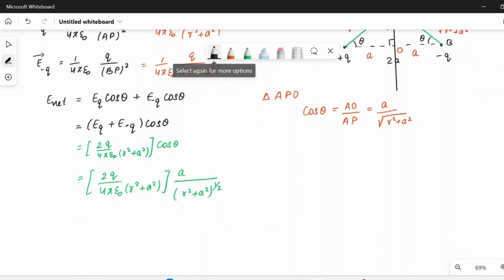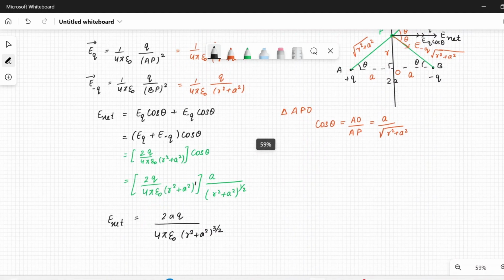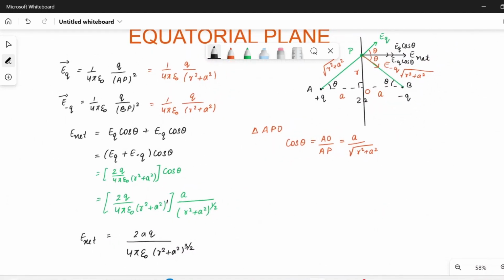So you can see here the net electric field E net will be equal to twice of AQ whole divided by 4 pi epsilon naught (R square plus A square). Now this is power 1 and this is power half, so this will become power 3 by 2. Now if you look at the diagram, the direction of electric field is pointing in this direction, while the direction of dipole moment is always from negative to positive charge. Let me repeat again. The direction of E net is from left to right, this side, and the direction of dipole moment is from minus Q to plus Q on this side.